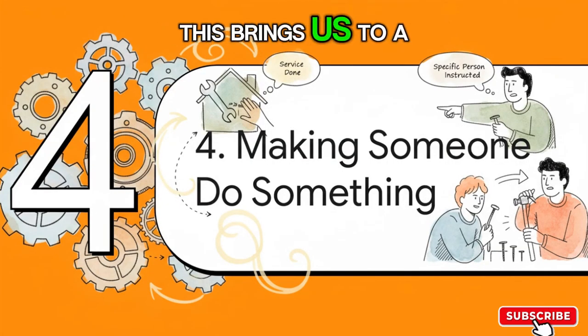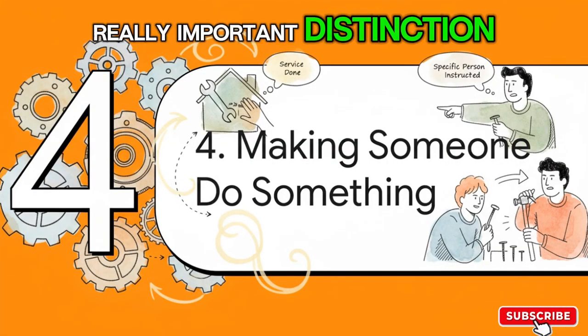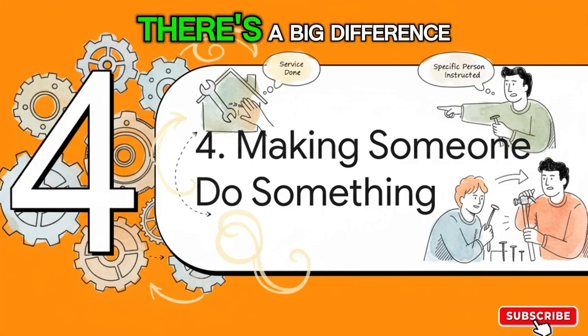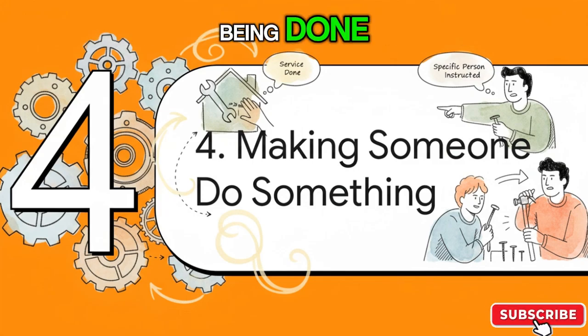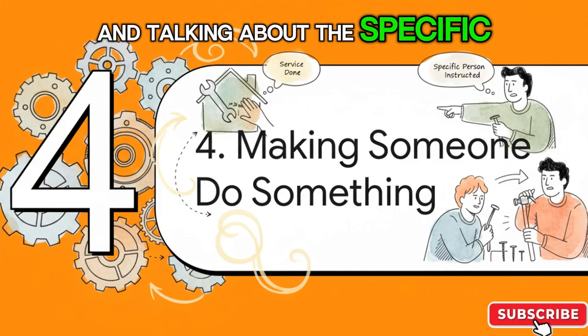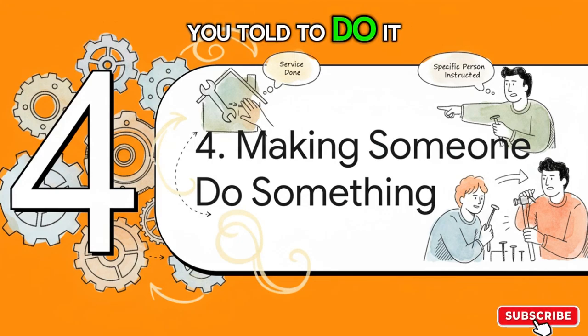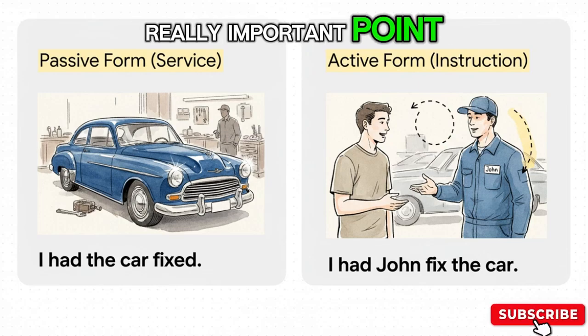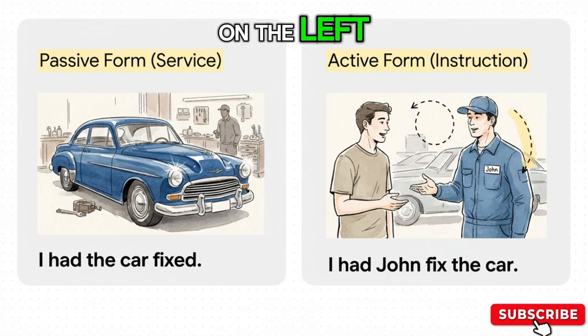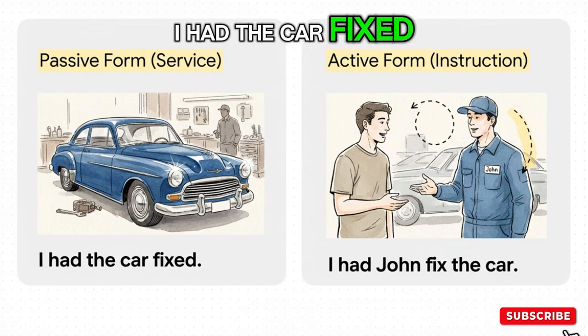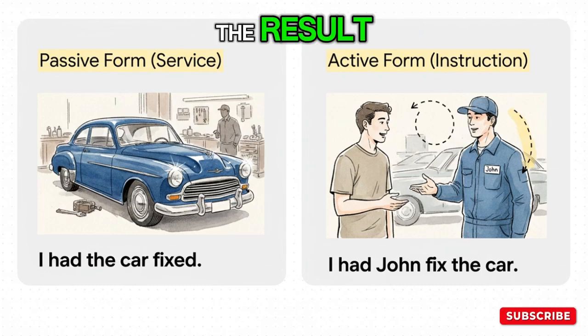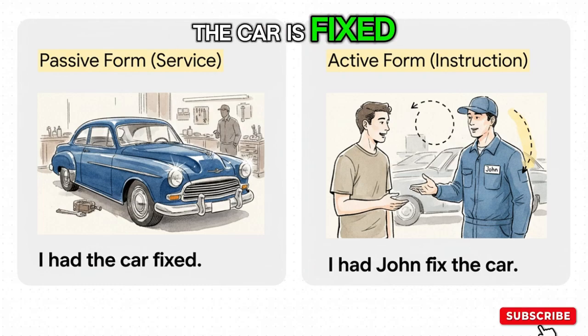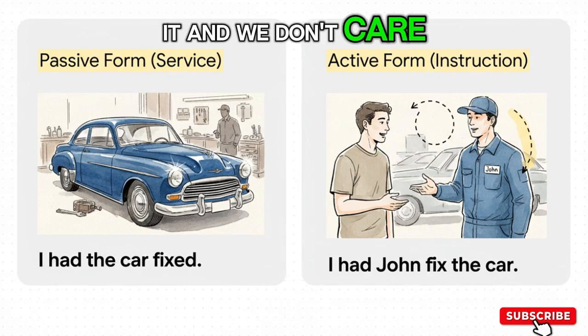Okay, this brings us to a really important distinction. There's a big difference between talking about a service being done and talking about the specific person you told to do it. This right here is a really, really important point. Just look at the sentence on the left. I had the car fixed. Here, the focus is on the result. The car is fixed. We don't know who did it, and we don't care.